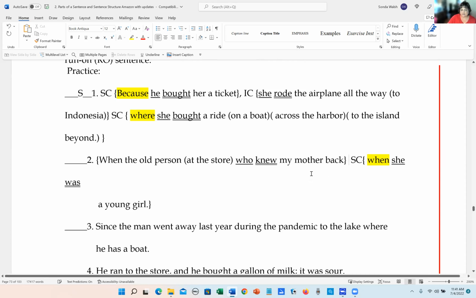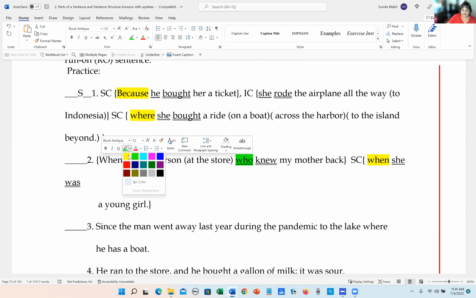Therefore, now we come to the next one. Who is a relative pronoun, and when is a subordinating conjunction.